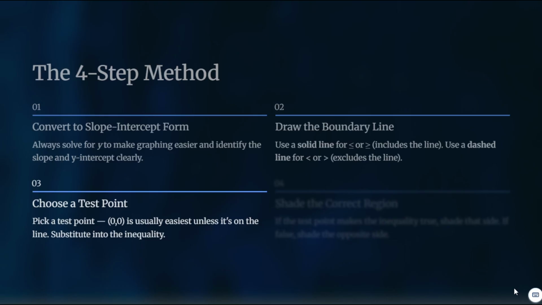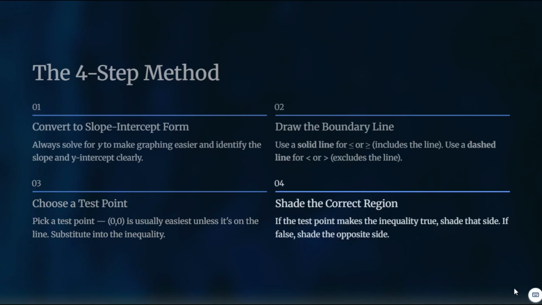Thirdly, you'll need to choose a test point. Usually 0, 0 is the easiest unless it's on the line. And then you'll substitute x for 0 and y for 0 into your inequality. And finally, you'll be able to shade the correct region. If the test point makes the inequality true, you'll shade that side. But if it's false, you'll shade the opposite side.